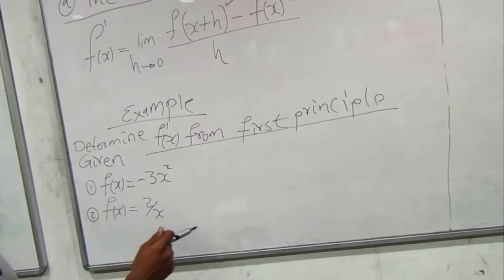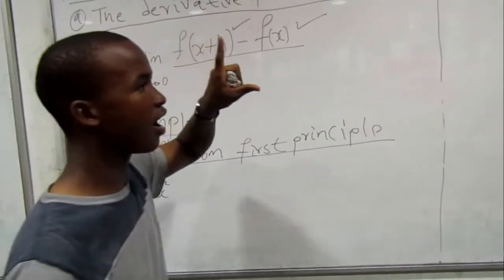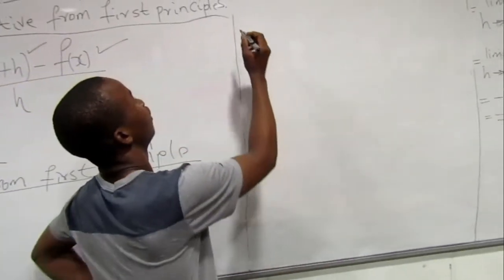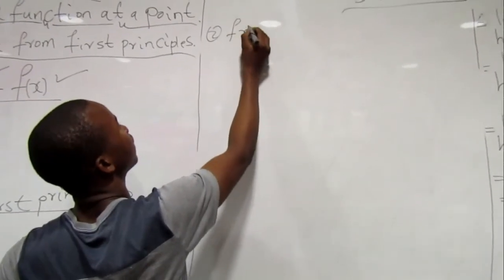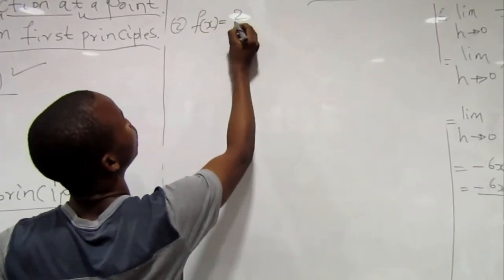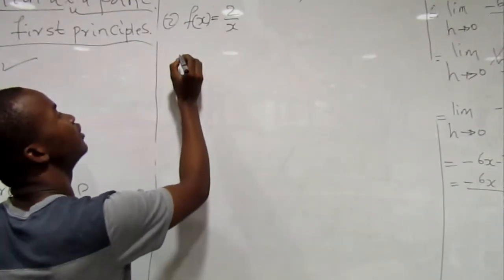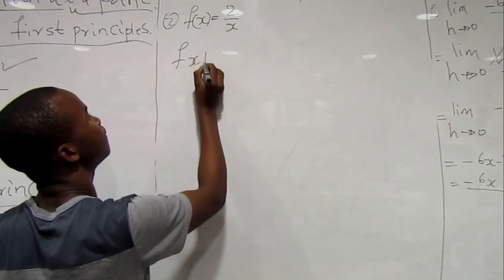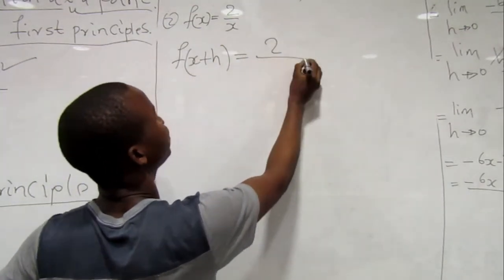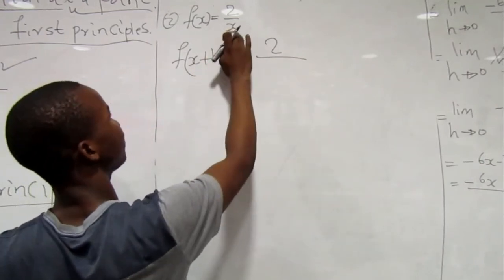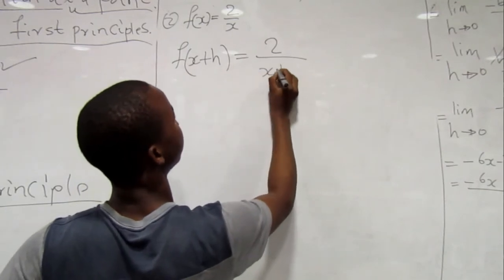I'm going to come again using this formula. Our first step is to write f of x is equal to 2 over x. Then our second step is to write f of x plus h is equal to 2 over, actually, instead of x we substitute what is inside, which is x plus h.